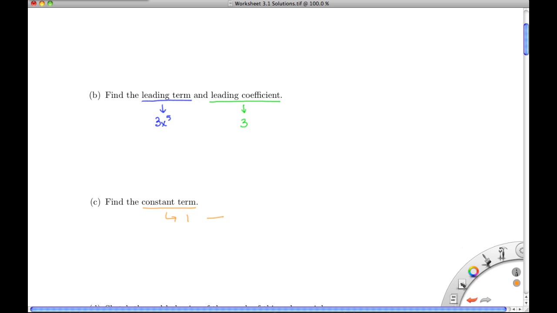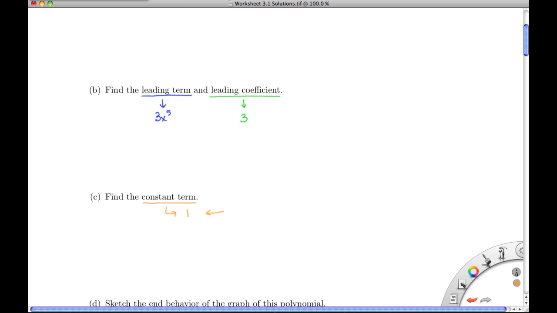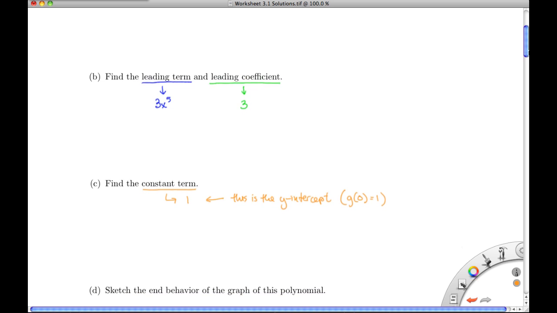The thing to keep in mind about this, and why the constant term might be important, is that, provided we have our polynomial written out in general form, that constant term is going to be our y-intercept. So this is the y-intercept. And again, we can get that because if we were to take this function g and evaluate it at 0, we would just get that 1 back. So we've picked up some pretty important parts of this polynomial already.